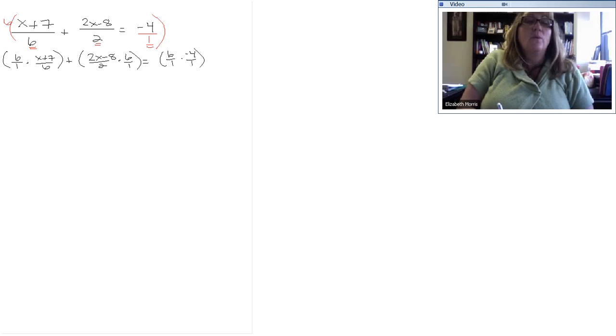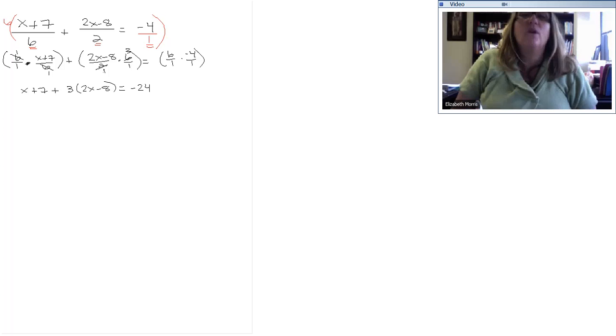Well, we know when we multiply fractions, we can cross-reduce. So the 6's cancel out, and you're left with x plus 7 all over 1, which is x plus 7. Plus, here, the 2 cancels out, and the 6 becomes a 3. So you're left with 3 times the other, 2x minus 8, all over 1, so we don't have that fraction, equals, and nothing reduces, so 6 times negative 4 is negative 24.